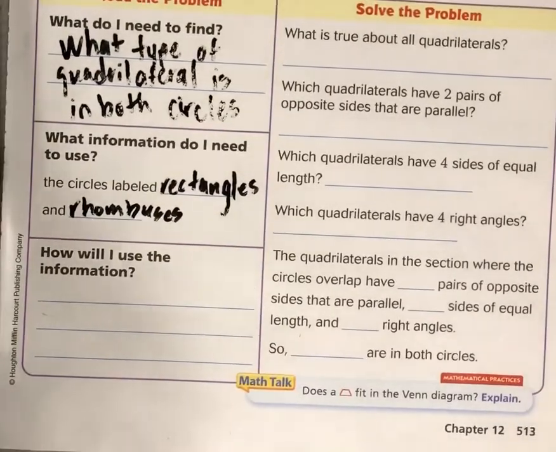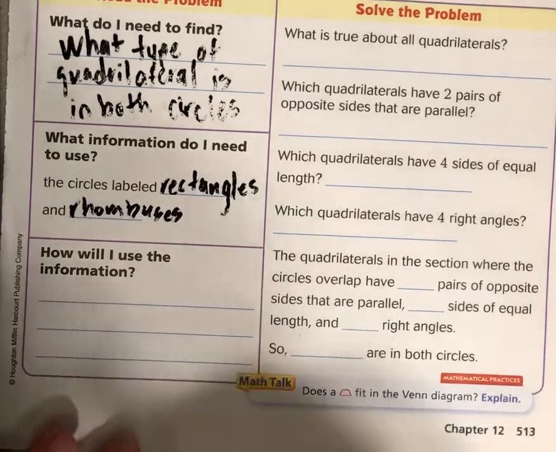How will I use the information? I will describe the shape in the section where the circles overlap by their sides and angles so I can name the shapes.